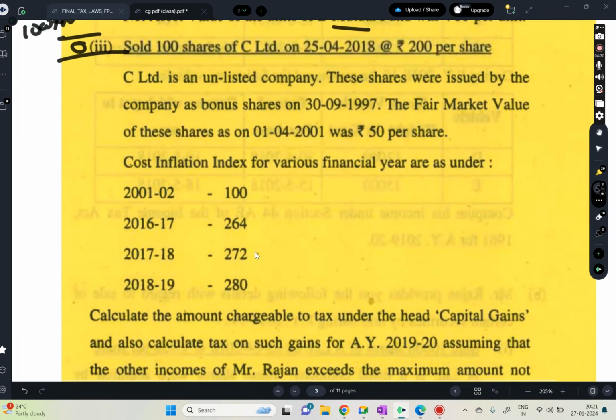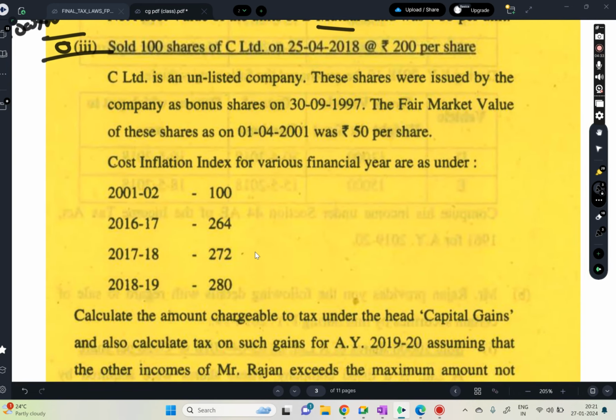So the next one. Sold 1000 shares of C Limited on 25/4/2018 at 200 per share. They mentioned C Limited is an unlisted company. So is section 112A applicable or not? No, sir. It is applicable only for listed equity shares, equity oriented mutual funds and business trust. So for unlisted, it is not applicable. Now for unlisted shares, is the period of holding 12, 24 or 36 months? 24 months, good.